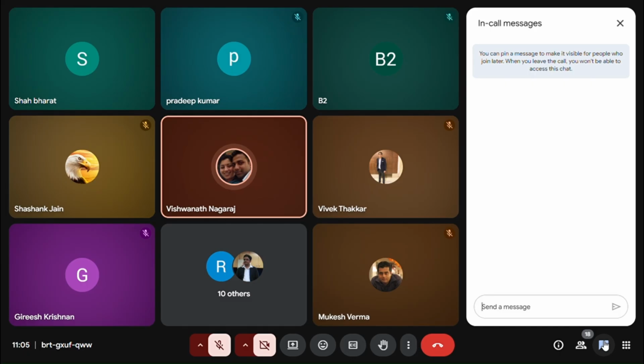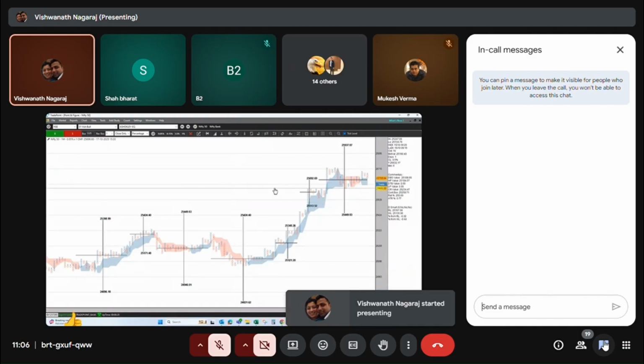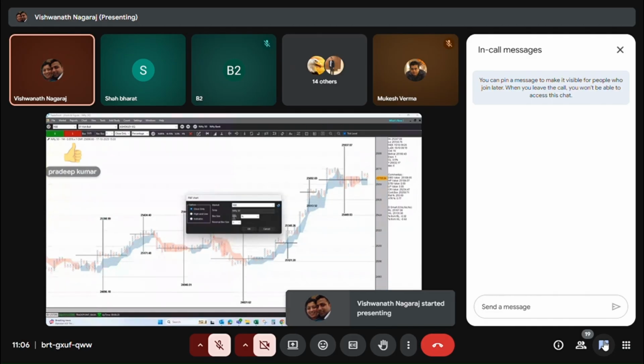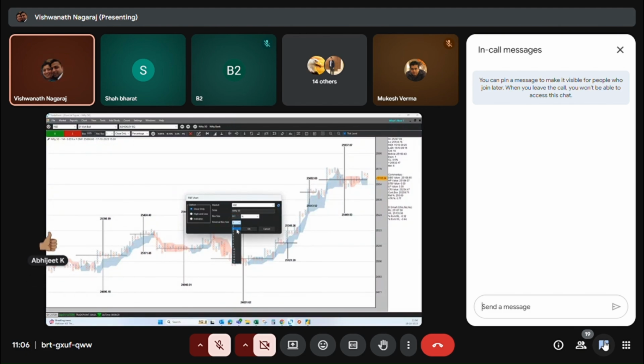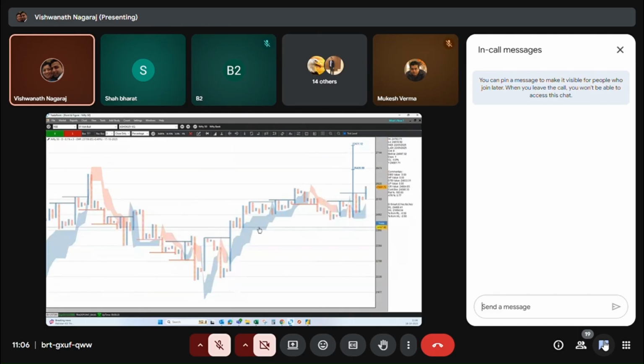Okay, let's quickly start. I'll share my screen, and I don't know how many of you have seen, but I will share my special setup that I have finally sort of cracked. We can see my screen. Okay, let me cancel everything and keep the chart clean.